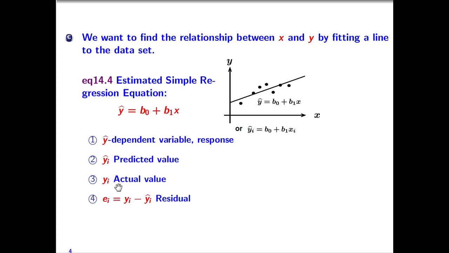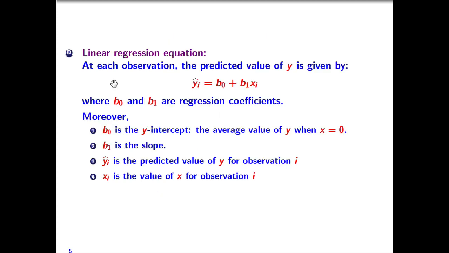Yi is the actual value for each of the observations, and this ei is the error term, which is equal to the actual value minus the predicted value for each of the observations, and we also call that residual.